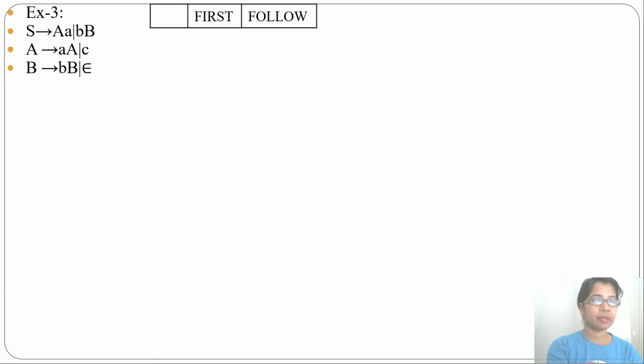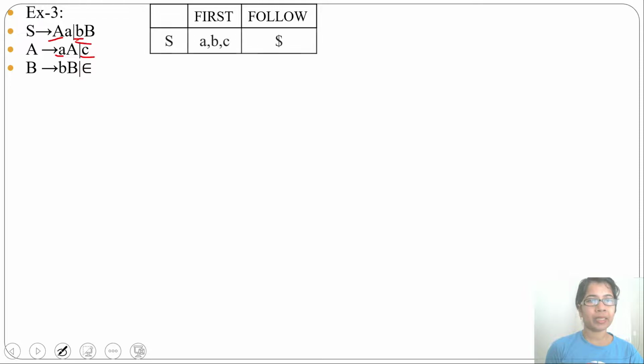First of S will be first of A. What is first of A? First of A will be A and C, and due to this production we will get first as B. So first of S will be A, B, C: A and C due to this AA, B due to this production. Now follow of S will be dollar as this is the initial symbol.